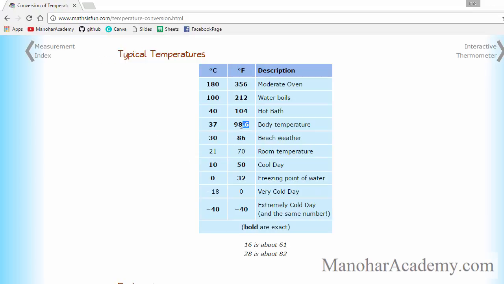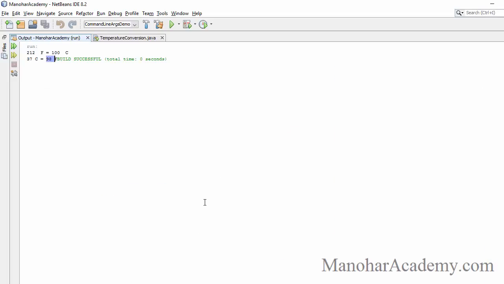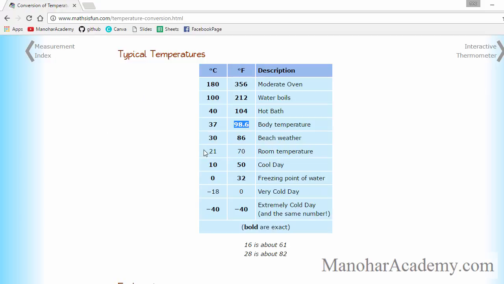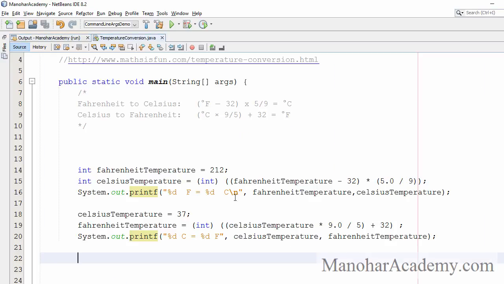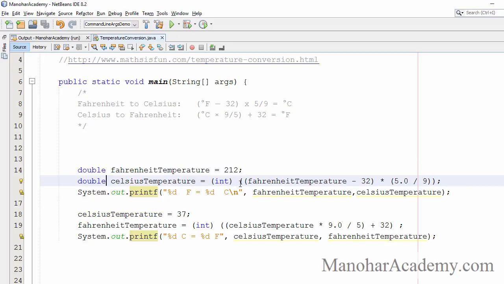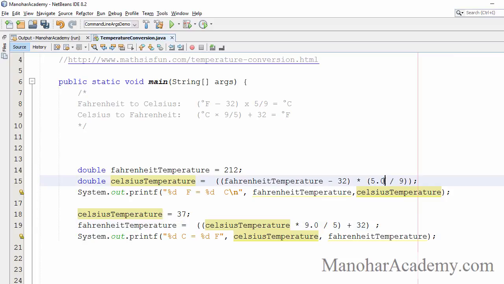Is that right? No, it is 98.6. So basically the temperatures, we shouldn't be treating them as integers. We should be treating them as either float or double. Unless we want a rounded-off number, we should be using floats here. So we can convert this program by using double values here. Okay, now they are doubles, so we don't need to typecast them. Also, here we need to have 5.0 because we are evaluating this expression inside brackets, so we need to have a double value there. Here we don't need to because this itself is a double value.